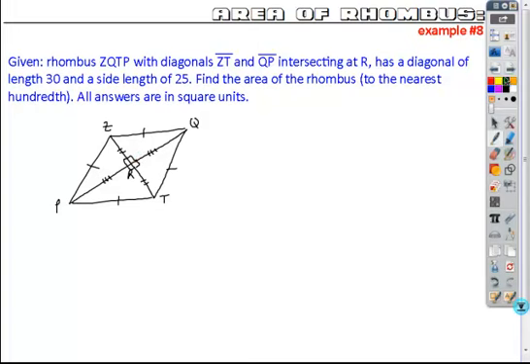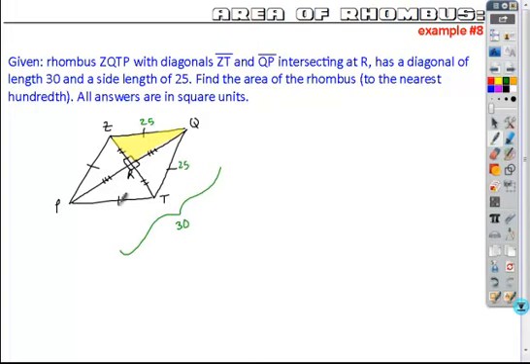So one method that I have for calculating this is if I find the area of one of these triangles, I can multiply it by what? 4. So let's take a look at the measurements. If I'm told that one diagonal has a length of 30, it doesn't matter which diagonal you identify, I'm going to call it this long one here. And then the side length is 25.